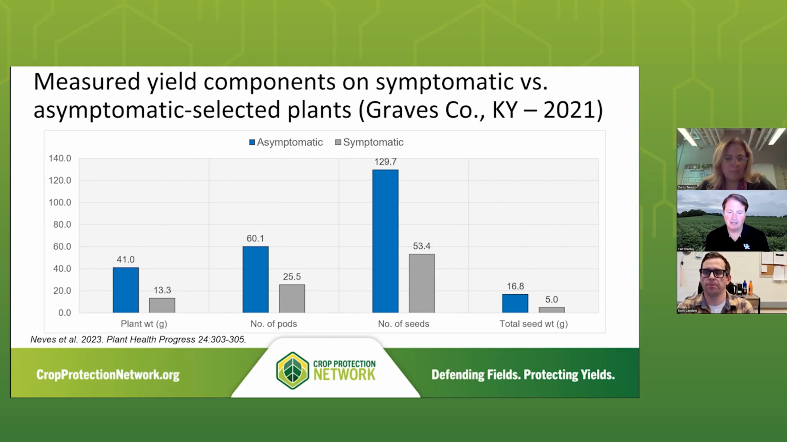We hand harvested and broke it out into these different categories. So you can see here's plant weight, number of pods, number of seeds, total seed weight. The blue bars are the ones that didn't have any symptoms, and the gray bars are the ones that had symptoms. There is a 50% or more reduction comparing asymptomatic and symptomatic. So that is troubling. This is the worst case scenario, though. And again, in some of these fields, these patches might be pretty small, but from what Boris was saying, looking at the satellite imagery over time, they can certainly grow.